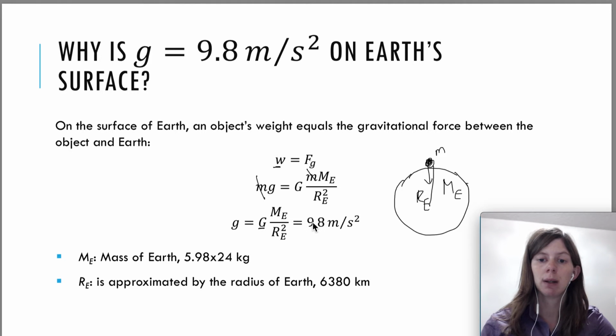But we have mentioned that if we go on Mars or on the moon, that little g here is different. That's because we have to substitute in the mass of Mars and the radius of Mars, and we're going to get a different value for little g.